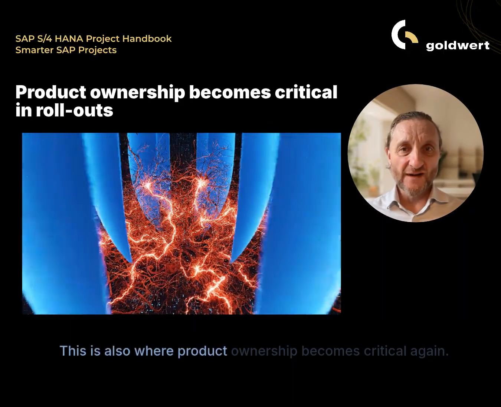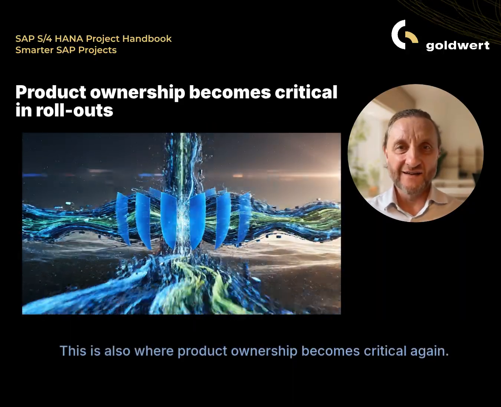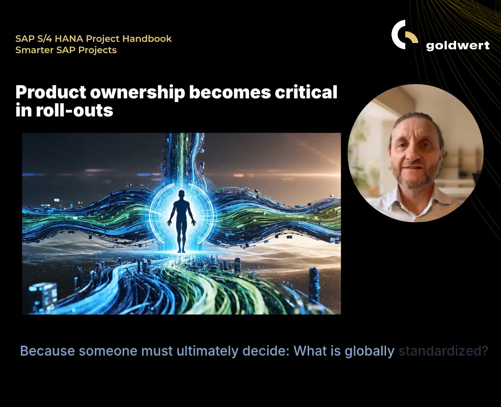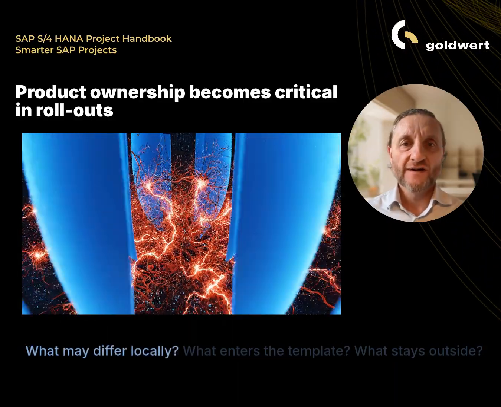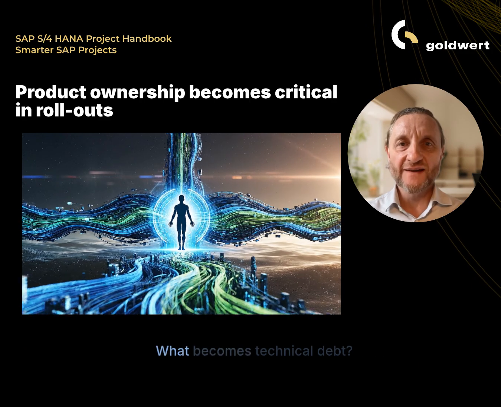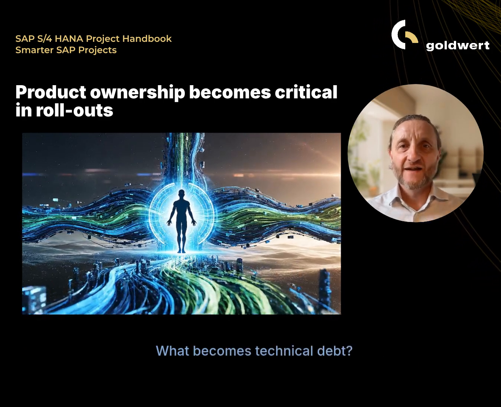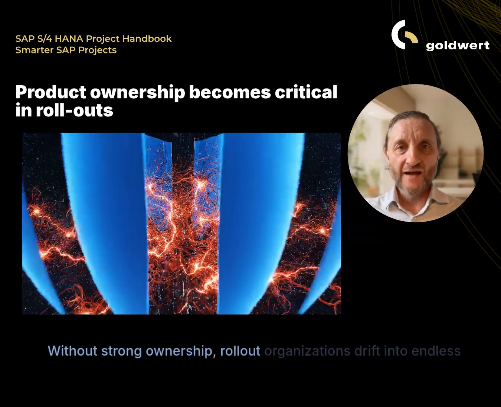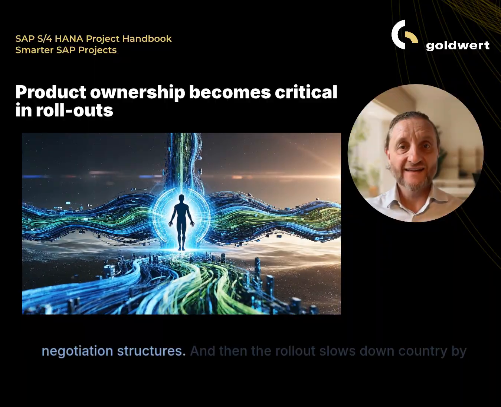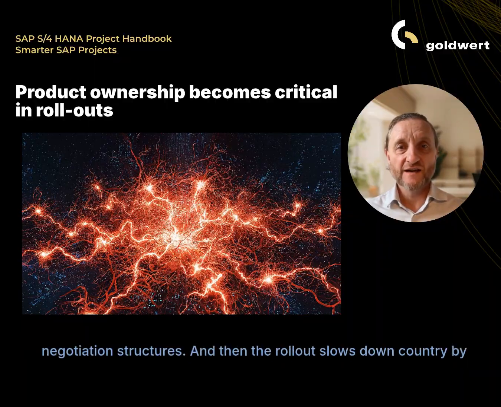This is also where product ownership becomes critical again. Because someone must ultimately decide what is globally standardized, what may differ locally, what enters the template, what stays outside, what becomes technical debt. Without strong ownership, rollout organizations drift into endless negotiation structures. And then the rollout slows down country by country.